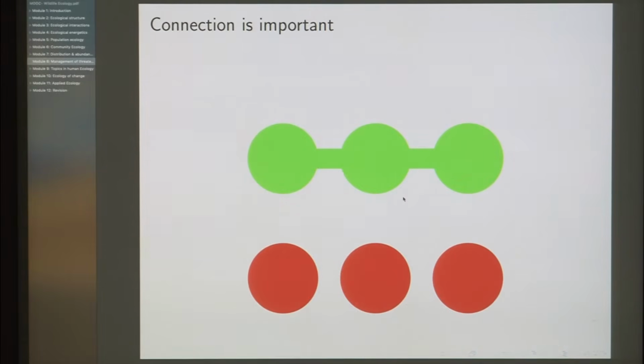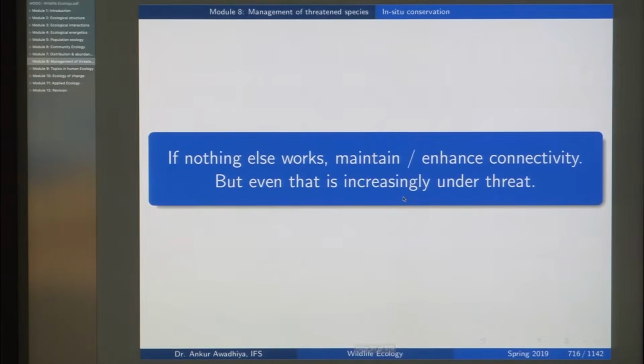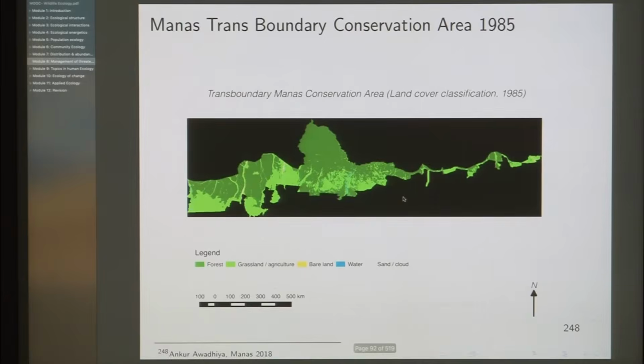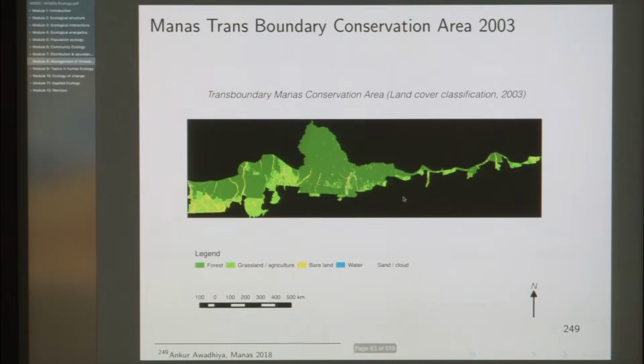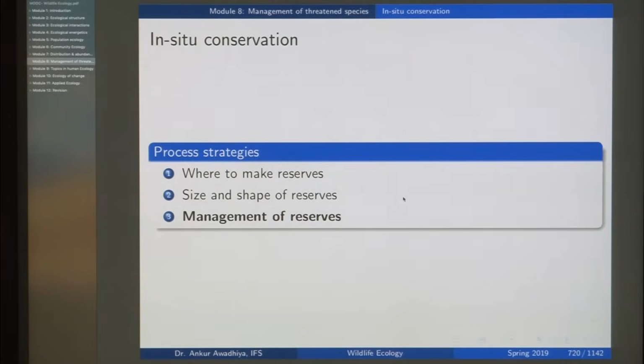Then we said that connection is important, so that the organisms are able to move from one place to another, and if nothing else works, then we should aim at maintaining or enhancing the connectivity. And then we looked at this example from Manas, in which we are losing the habitat at a very fast pace and even the connections are not being maintained.